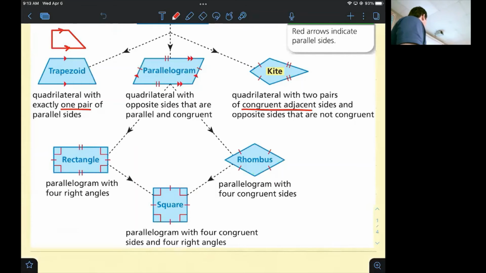Would I be correct in saying that every square is a rectangle? Yeah, I would. Would I be correct in saying that every square is a rhombus? Yes, I would. Every square is a rhombus. In fact, it's just a rhombus with 90-degree angles, right? And a square is a rectangle with 4 equal sides. Would I be correct in saying that every rectangle is a square? No, not every rectangle is a square. A square is a more specific type of rectangle.